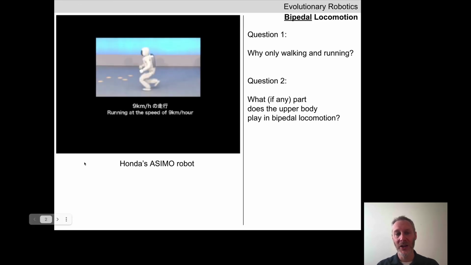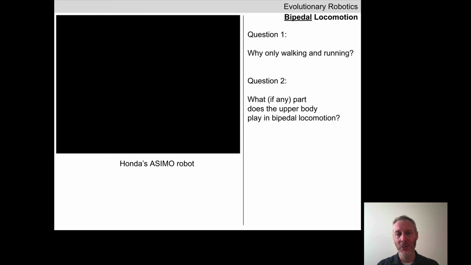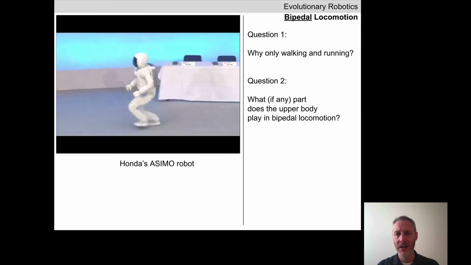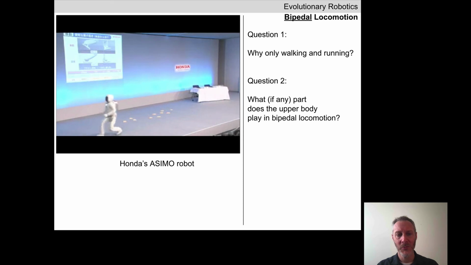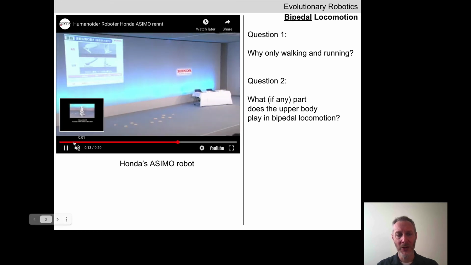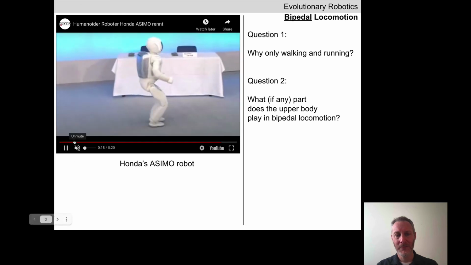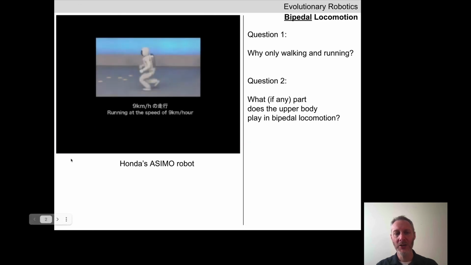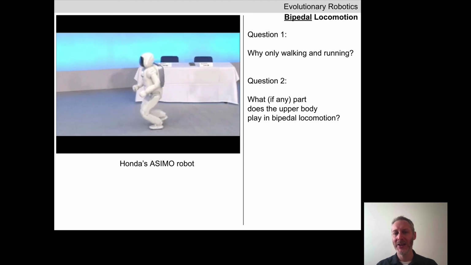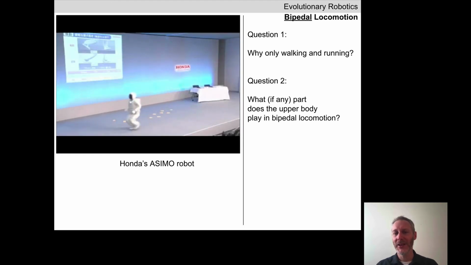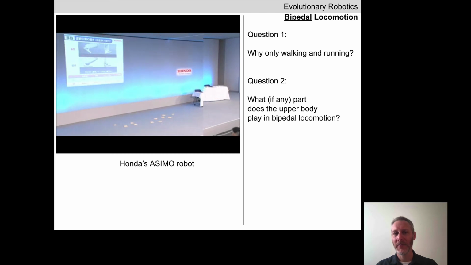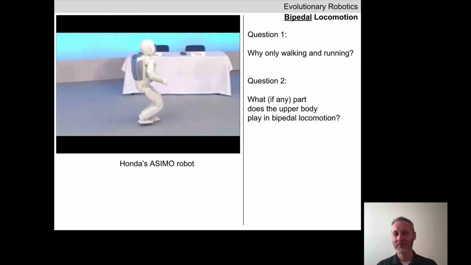Lots of Asimo videos on YouTube. Here's one of Asimo running at 9 kilometers an hour. It's a short video. I'll play it a couple times. What can you tell me, 9 kilometers an hour, what can you tell me about Asimo's gait here? It's almost a silly walk. Why? Clearly it is not running quite in the way that humans do.